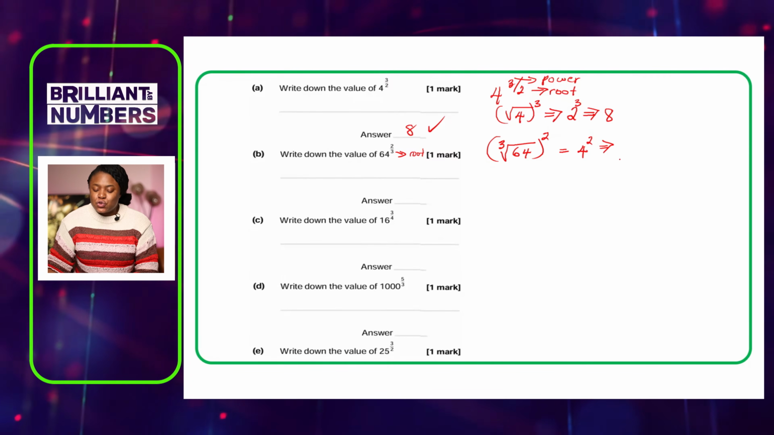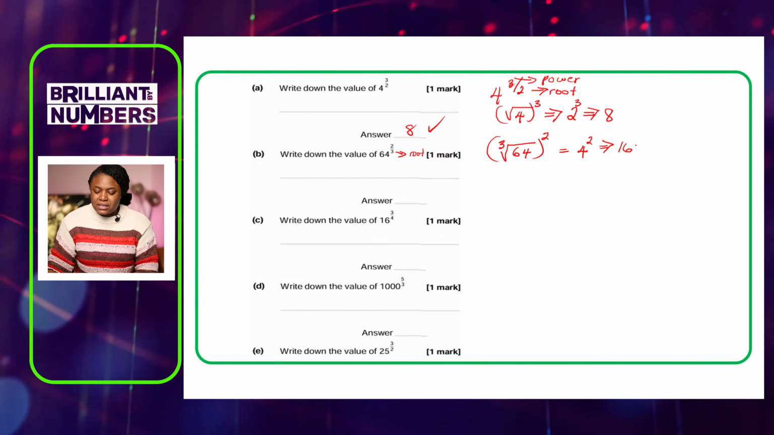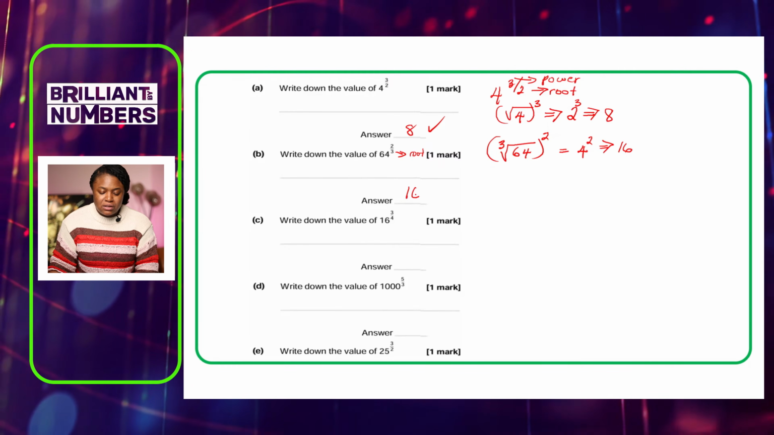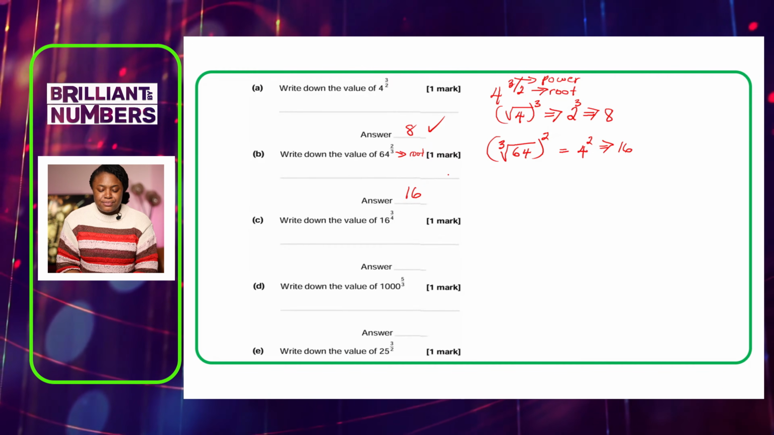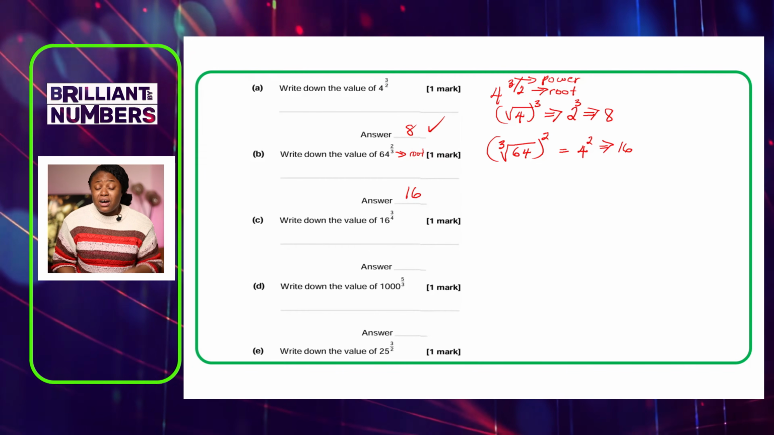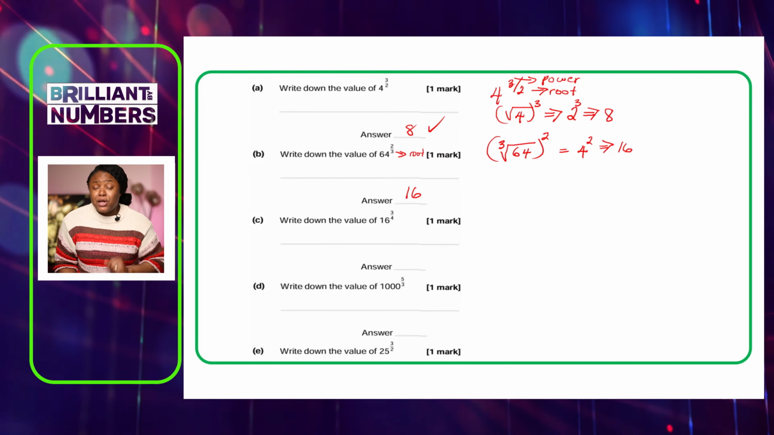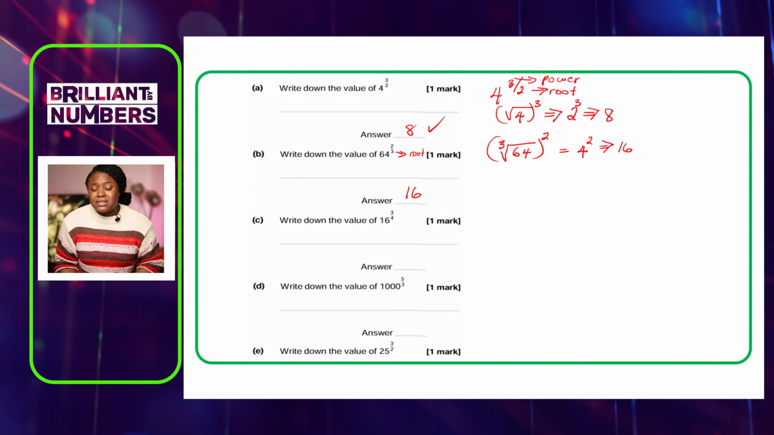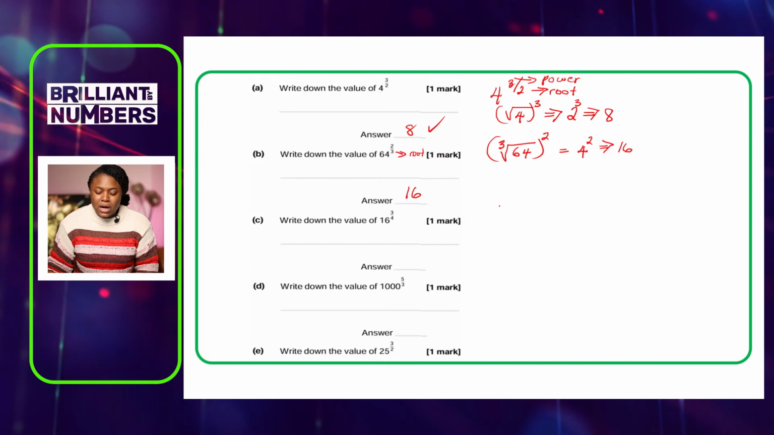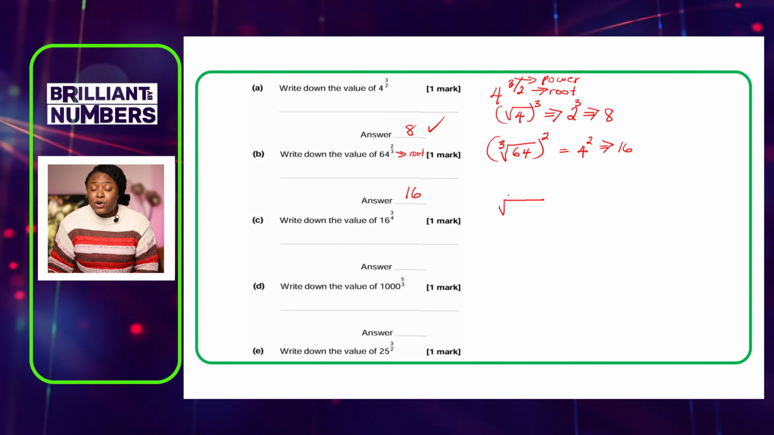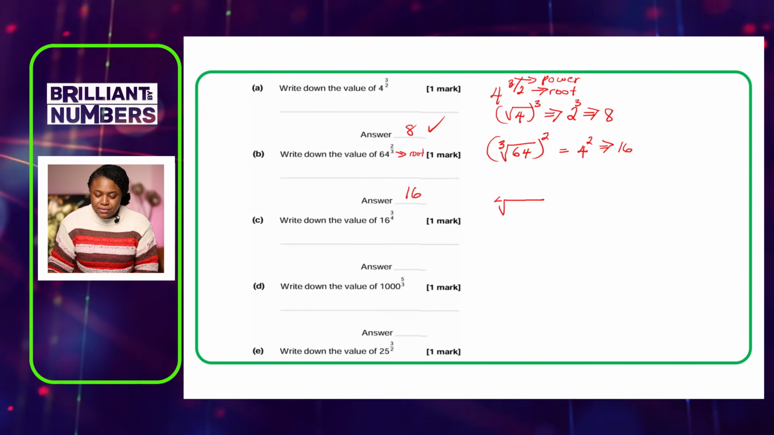So 4 squared gives us 16. Beautiful. So the answer then is 16. For the next question, we're asked now to do 16 to the power of 3/4. So remember, we are now going to be doing the 4th root of 16.